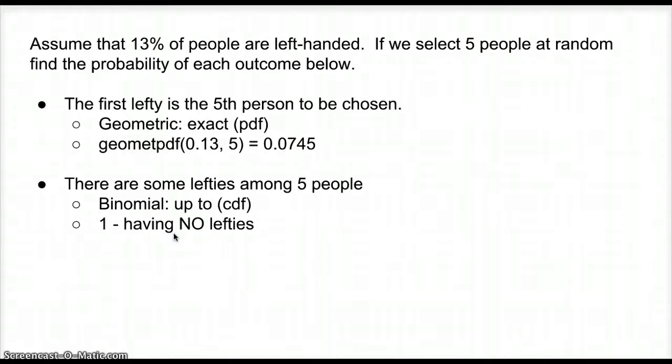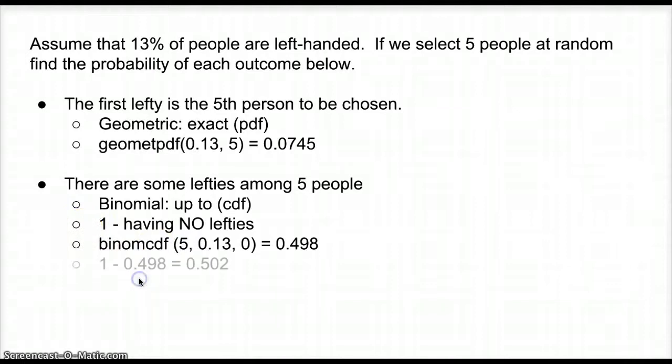So we have an equation for binomial and geometric that goes up to, but we want 1 minus having no lefties so that we could see what happens with that. So we have the binomial, there's 5 and the 13%, and the chance of us picking none is 0.498. And so now we're going to do 1 minus that. And so that we know if we pick none, remember it's at least you always subtract from 1.